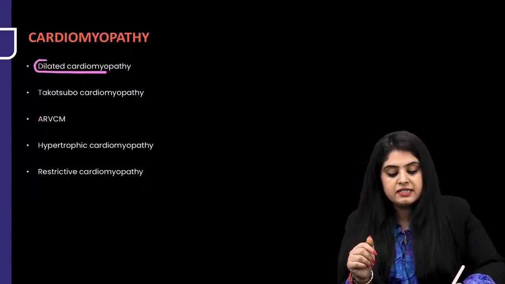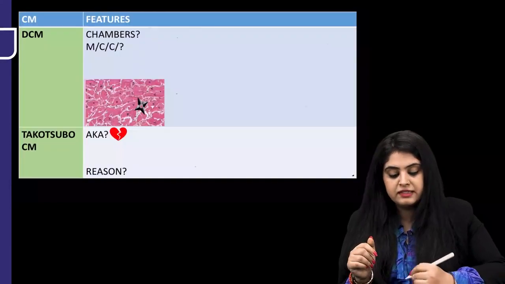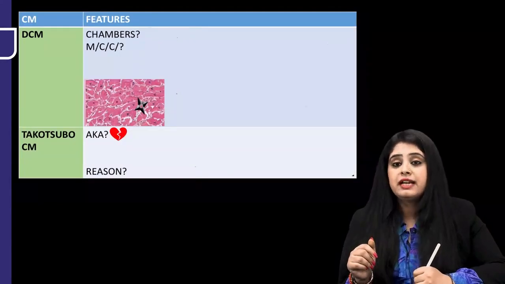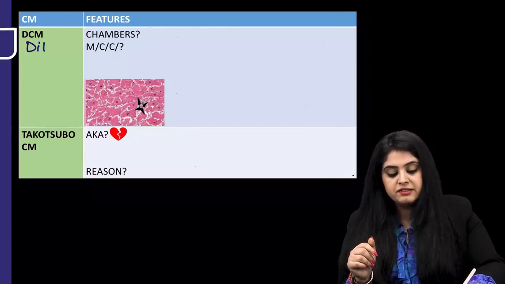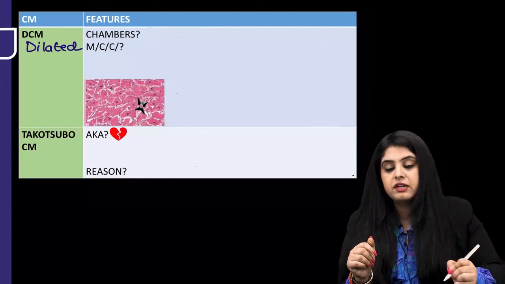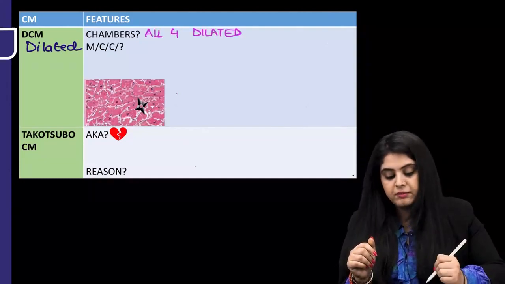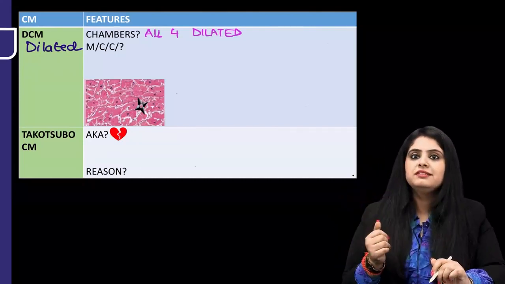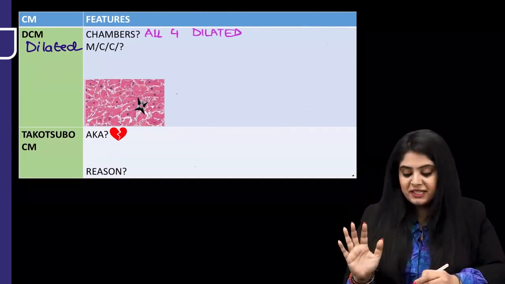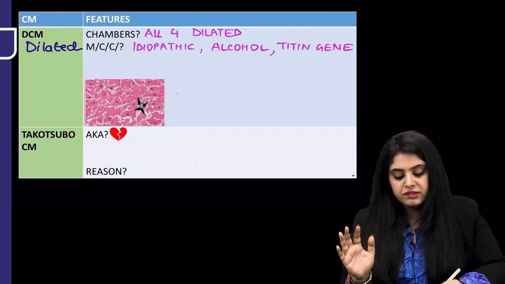First is dilated cardiomyopathy. The name only tells me that something is going to get dilated. So when I say dilated, to kya dilate hoga? You will say, ma'am, dilated means that all the 4 chambers are going to get dilated. That's the concept. All the 4 chambers are dilated. Why are they dilated? You'll say, pata nahi. Means most common cause, pata nahi. Idiopathic. The most common cause is idiopathic.